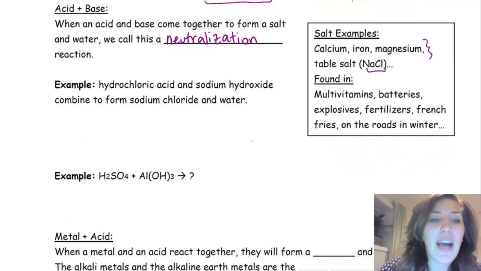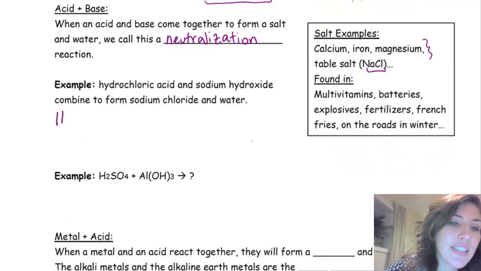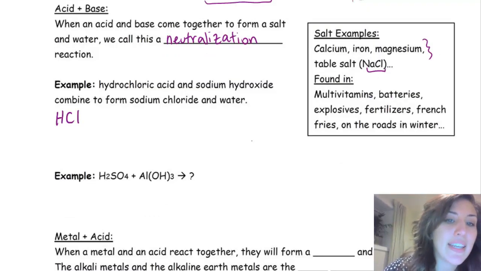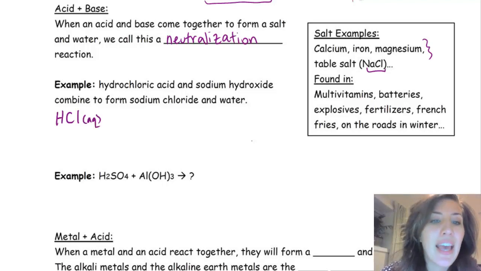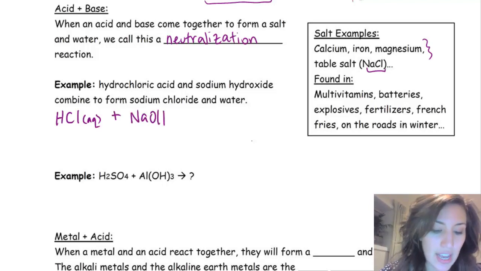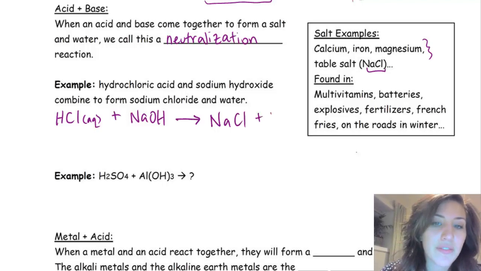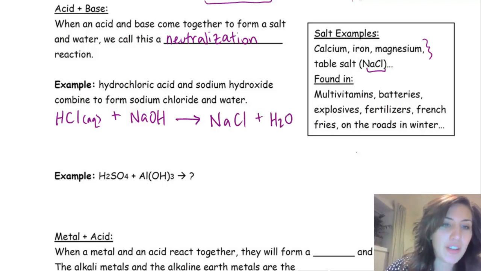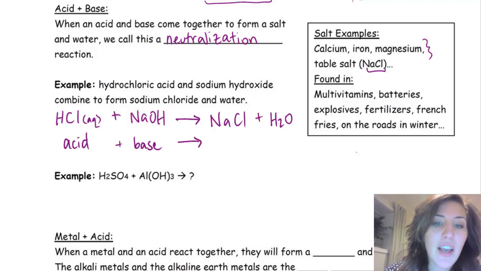So for example, hydrochloric acid, it looks like this, HCl, and because it's an acid, we know that this must be dissolved in water, so it must be aqueous, plus sodium hydroxide, NaOH, combine to form sodium chloride and water. Beautiful. So here is our acid, here is our base, and this forms our salt and water.